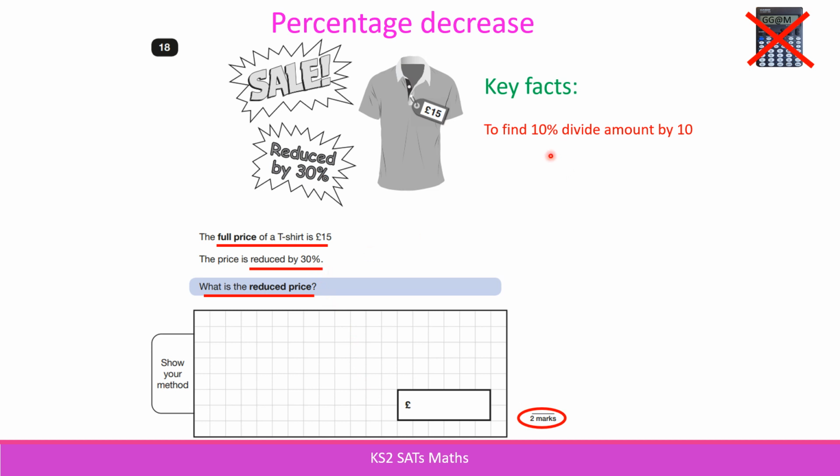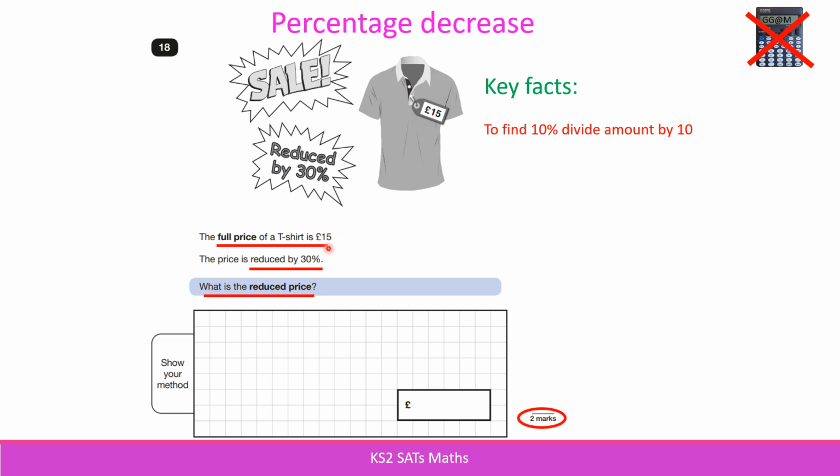So first off, we're going to find 10%. And it's always the same to find 10%. Every time we find 10%, we're going to divide the amount by 10. So that means we need to take this £15 here and divide it by 10. Now to divide 15 by 10, the digits move one place to the right, or you can move the decimal point one place to the left.